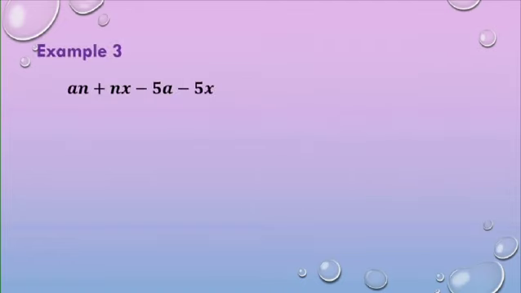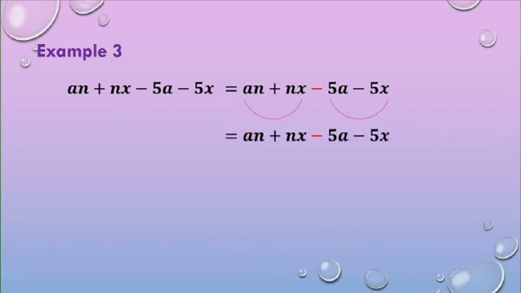Example 3. Again, we have four terms, but here we have a negative sign in the middle. Let's see what happened. We take two different groups, the first two in the first group and the next two in the second group. In the first group, we're going to find the common factor. The common factor is the letter n. And in the second group, the common factor is 5. Now, when we are factorizing these two groups, we have n brackets a plus x minus 5 brackets a plus x.